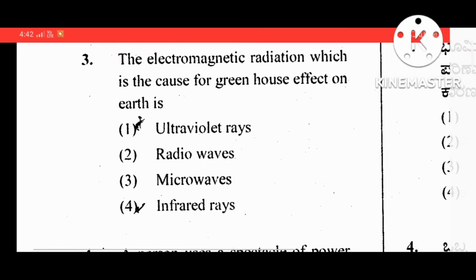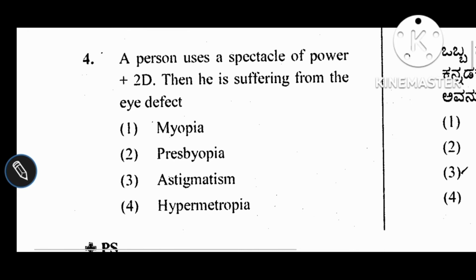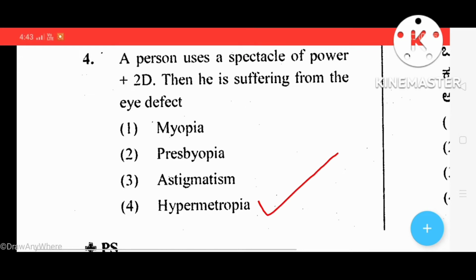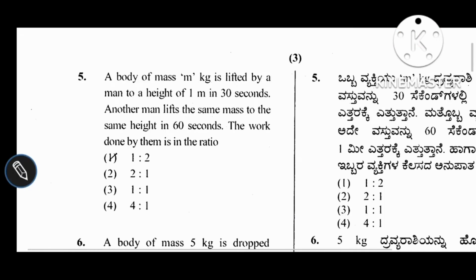Fourth question, a person uses a spectacle of power plus 2 diopter, then he is suffering from the eye defect. So the power of the lens is given as plus 2 diopter. For a convex lens, the power is always positive. So the defect of the eye is hypermetropia.